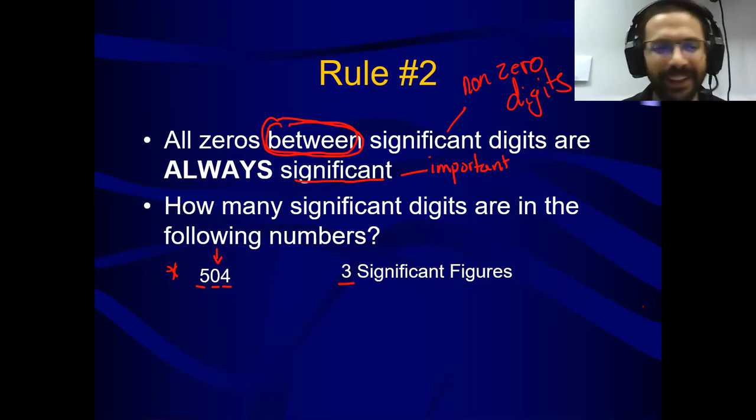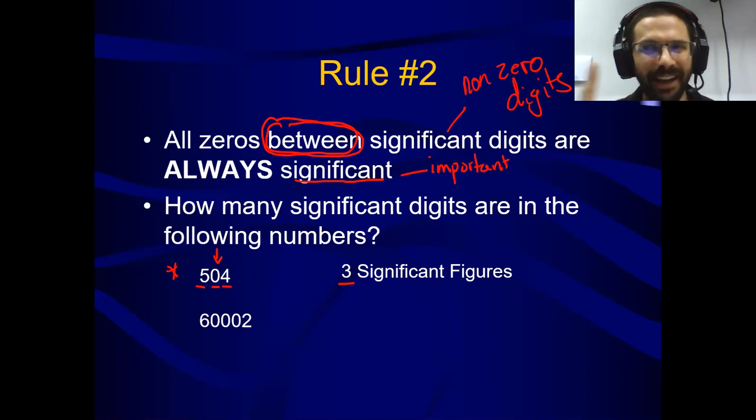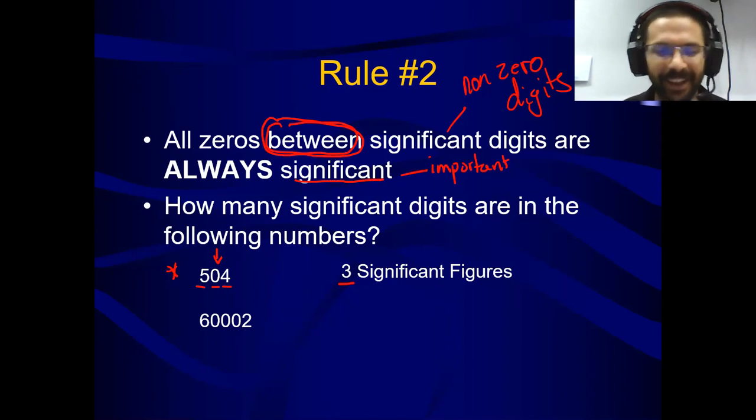Let's take another example and give it a try. We have the number 60,002. How many significant digits are there in this number? There's a total of 5 digits. Are 2 digits significant? 1 digit significant? Or all 5 significant? Remember the rule. All non-zero digits are significant. That's rule number 1. Rule number 2, all zeros between significant digits are always significant. So what's our answer?